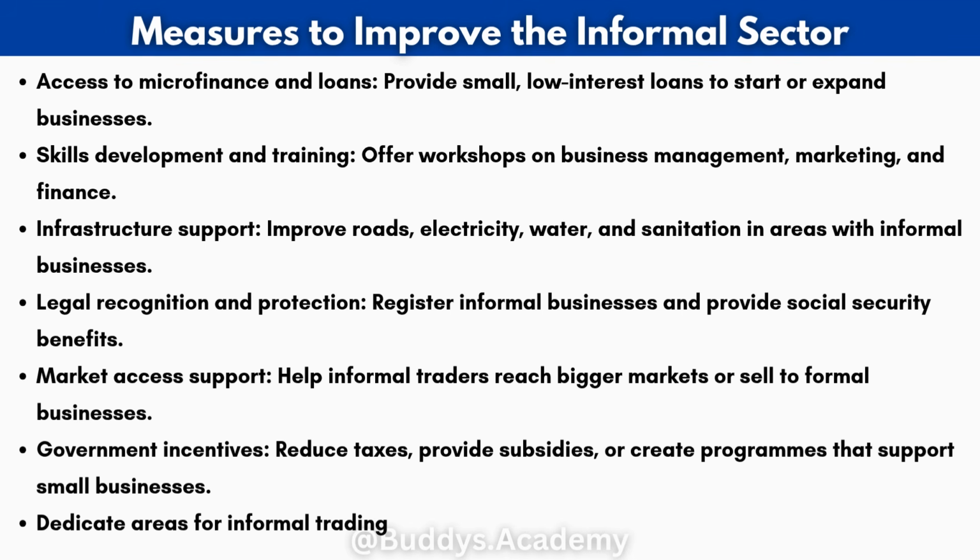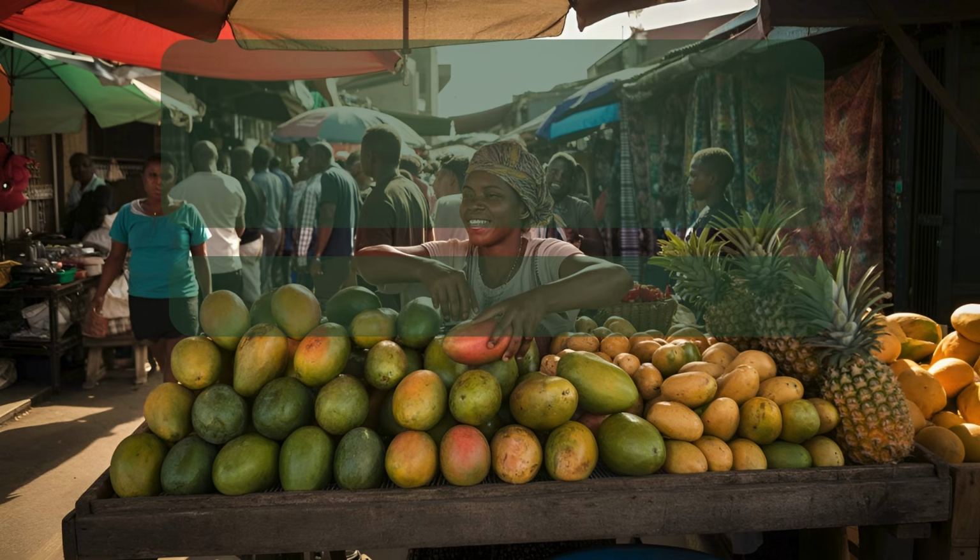Legal recognition and protection. So you're going to have to register these informal businesses and provide social security benefits. Market access support: help informal traders reach bigger markets or sell to formal businesses. And provide government incentives. So reduce taxes, provide subsidies, or create programs that support small businesses.